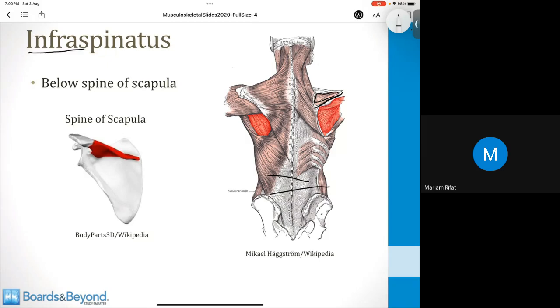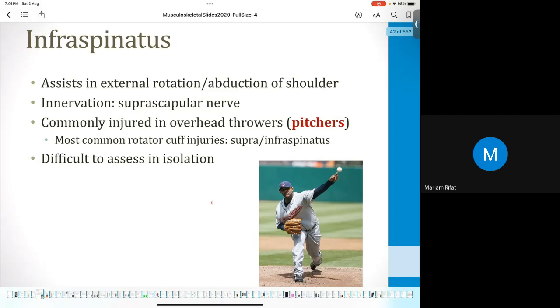As the name indicates, infraspinatus. Infra means below, below the spine. So you can see which muscle is present below the spine. This is going to be infraspinatus. Is it clear? Because it's present below the spine. Am I right? Okay, perfect. So this is basically your infraspinatus.